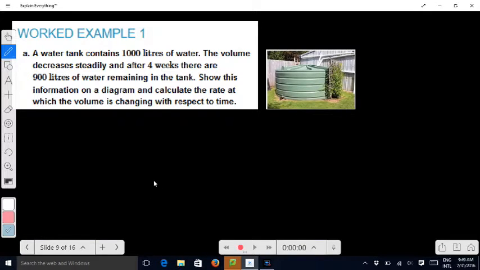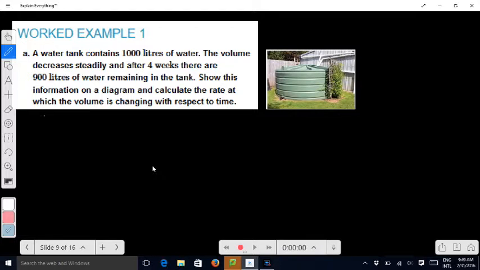So looking at an example, we've got a water tank containing 1,000 litres of water. The volume decreases steadily, and after 4 weeks there are 900 litres of water remaining. Show this information on a diagram and calculate the rate at which the volume is changing with respect to time.